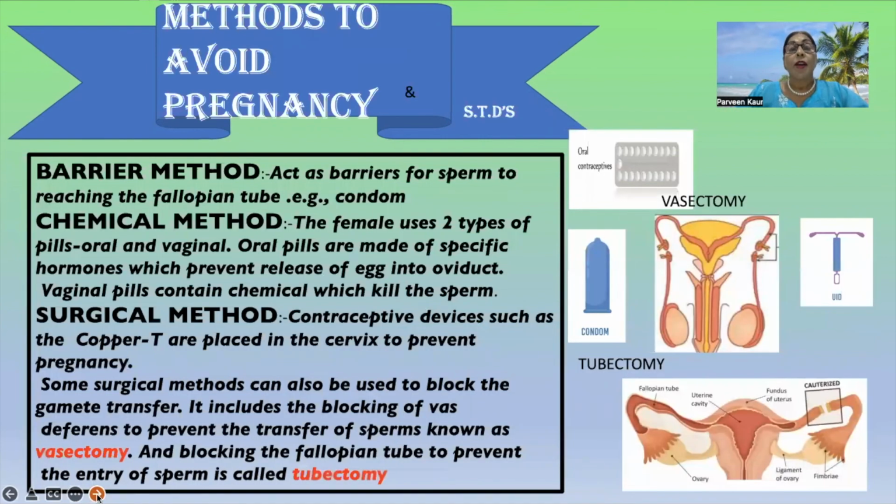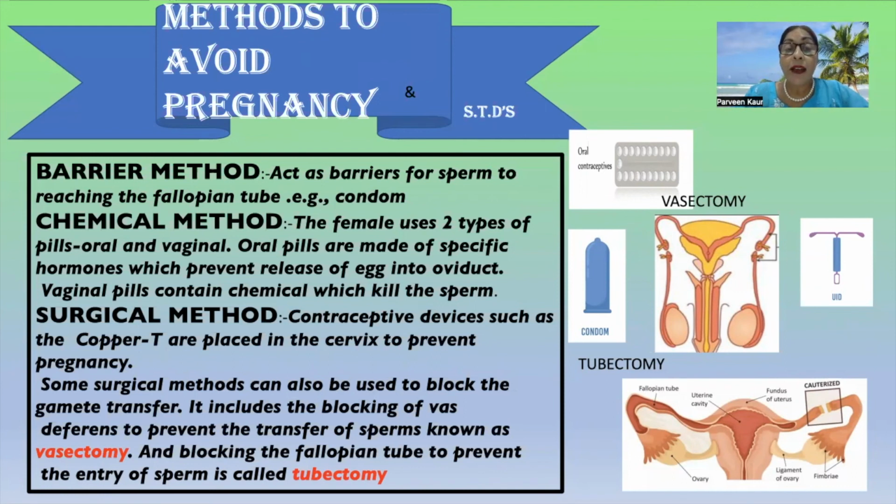Now, how to avoid pregnancy and sexually transmitted diseases? So, first is the barrier method. It acts as a barrier for sperm reaching the fallopian tube. Example, condom. This is an example of a condom. Now, the chemical method. The female uses 2 types of pills, oral pills and vaginal pills. Oral pills are made up of a specific hormone which prevents release of the egg into the oviduct, and vaginal pills contain a chemical which kills the sperm.